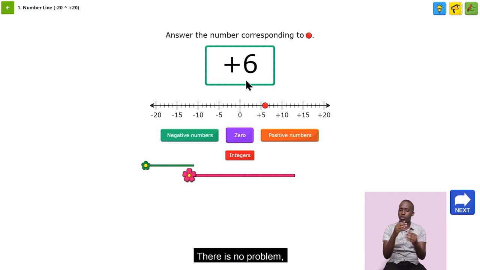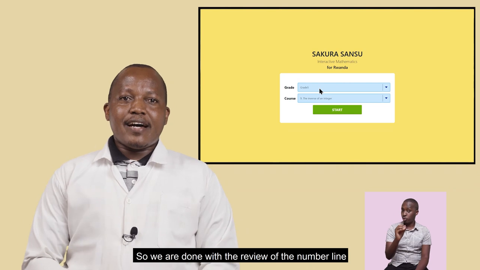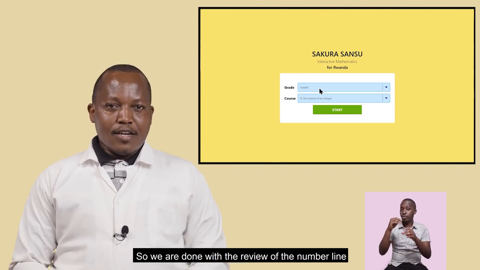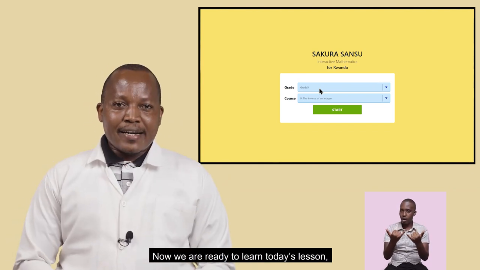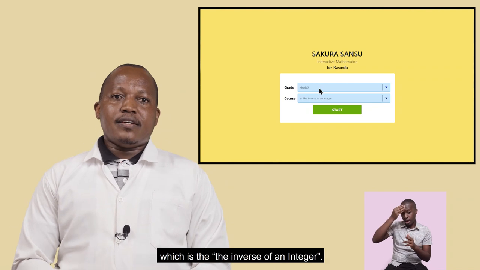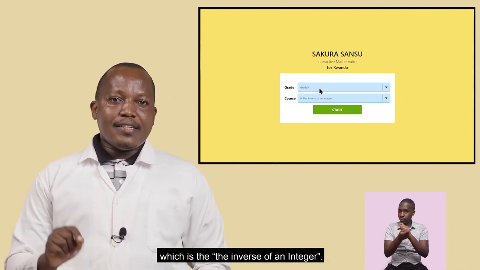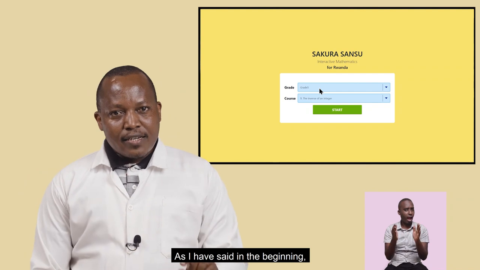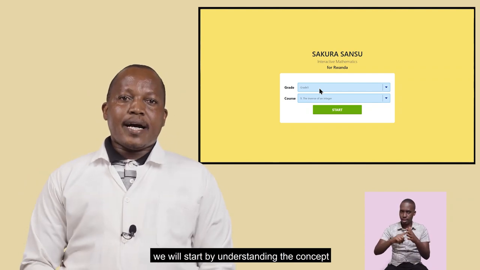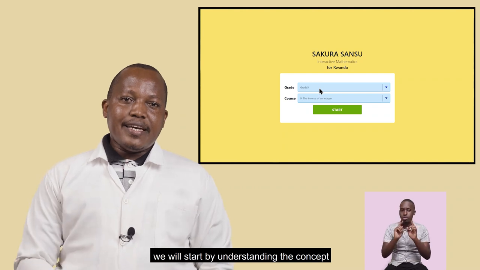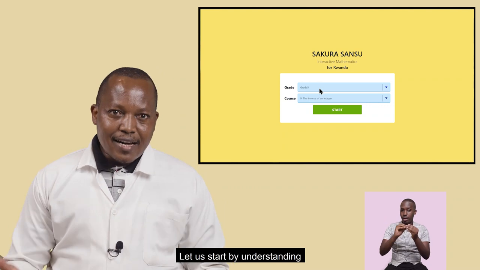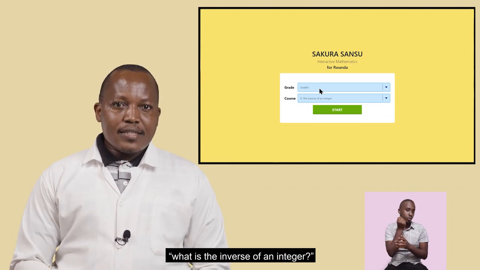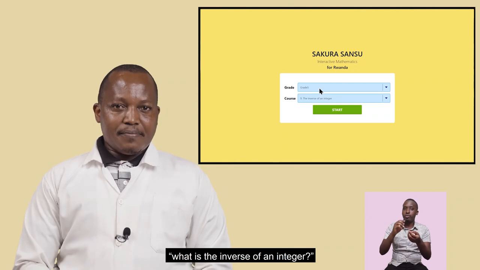Thank you so much. There is no problem. We can move to the next step. So, we are done with the review of the number line, positive numbers and negative numbers. Now, we are ready to learn today's lesson, which is the inverse of an integer. As I have said in the beginning, we will start by understanding the concept, then exercise, and then test without the number line. Let us start by understanding what is the inverse of an integer.